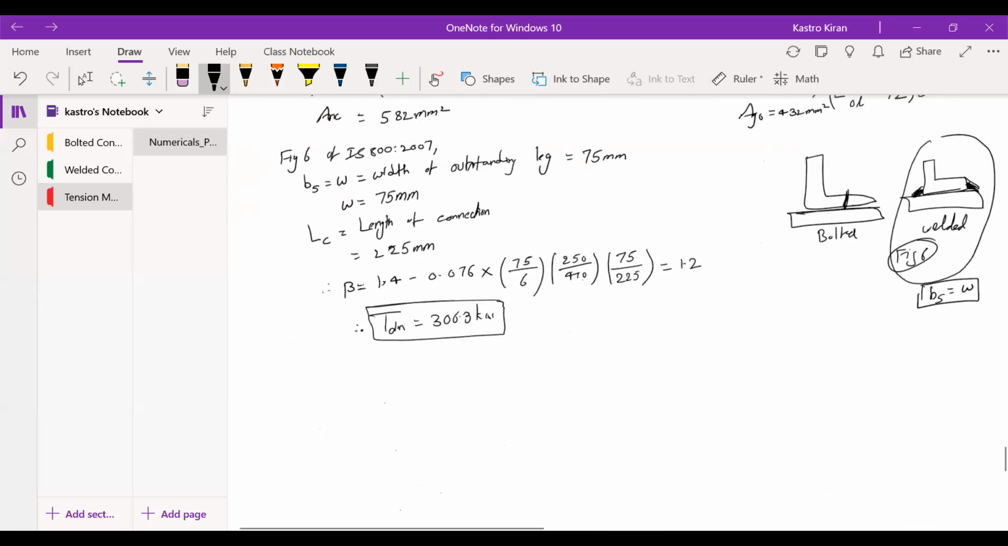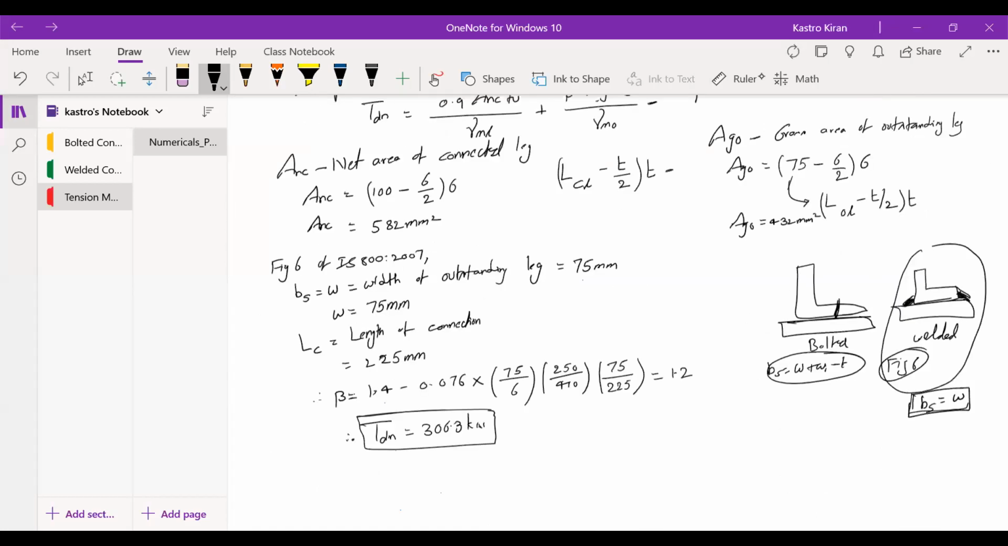So this is how you can calculate the net section rupture. The only difference here is taking the value of BS. Since it's a welded connection, you are taking the value of BS as W. If it's a bolted connection, the value of BS is W plus W1 minus T. This we have seen in the last classes. Anyways, we don't need this now.